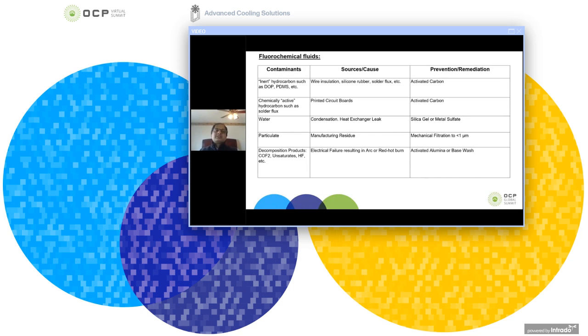Wire insulation, silicone rubber, solder flux, and those kinds of sources can introduce these contaminants to the fluid. Similarly, chemically active hydrocarbons such as solder flux, which are already on PCB boards with the surface mount components. All these contaminants can be taken care of by activated carbon, because activated carbon has much more affinity towards non-volatile hydrocarbon impurities than the fluorochemicals. So it can be taken care of by the activated carbon in situ filtration system.